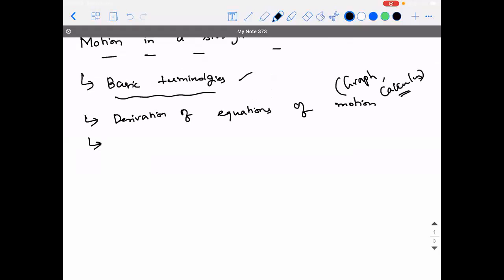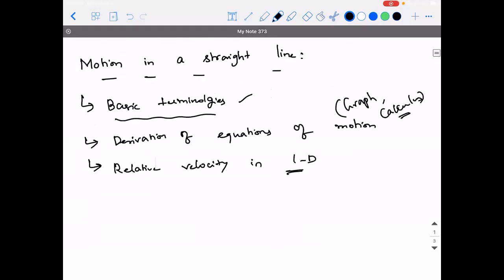Then we discussed relative velocity in one dimension. Right? Do you guys remember all these things? So these were the topics that we discussed in the previous chapter, that is, motion in a straight line.